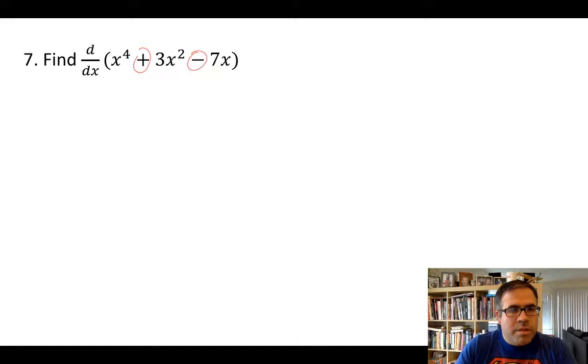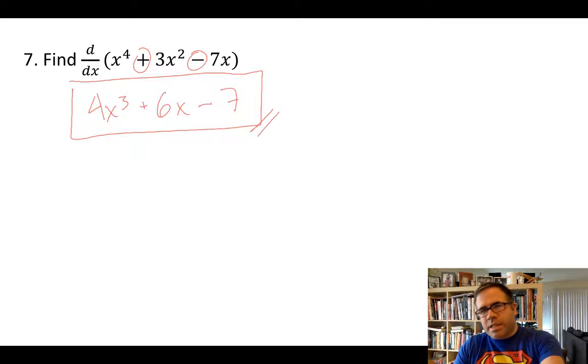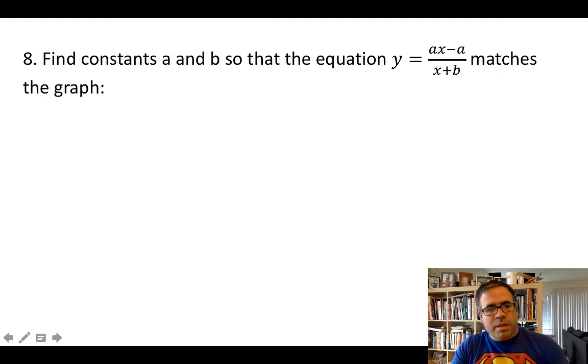So the derivative of x to the fourth is 4x to the third. The derivative of 3x squared is 3 times 2, which is 6x. And then the derivative of 7x is just 7, so we will be subtracting 7. But yeah, pretty straightforward. Not a whole lot to say there. Just remember the power rule and you won't have much trouble.